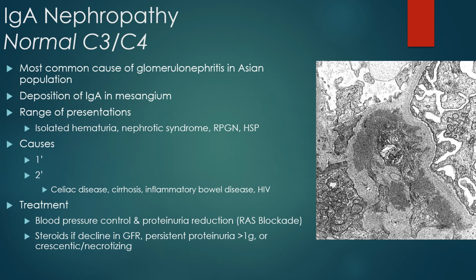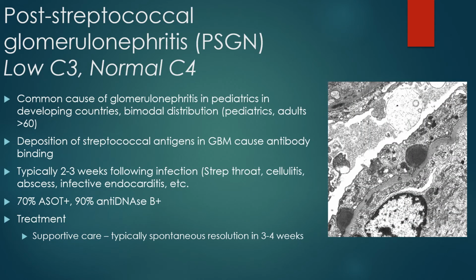The treatment for IgA nephropathy starts with blood pressure control and proteinuria reduction with RAS blockade, and utilizes steroids if there is a decline in GFR, persistent proteinuria of above 1 gram, or if there is evidence of crescentic or necrotizing glomerulonephritis on kidney biopsy. Post-streptococcal GN is characterized by low C3 and normal C4.